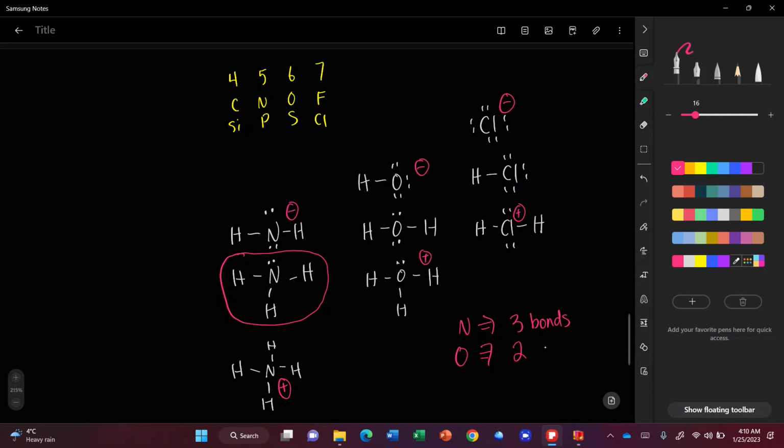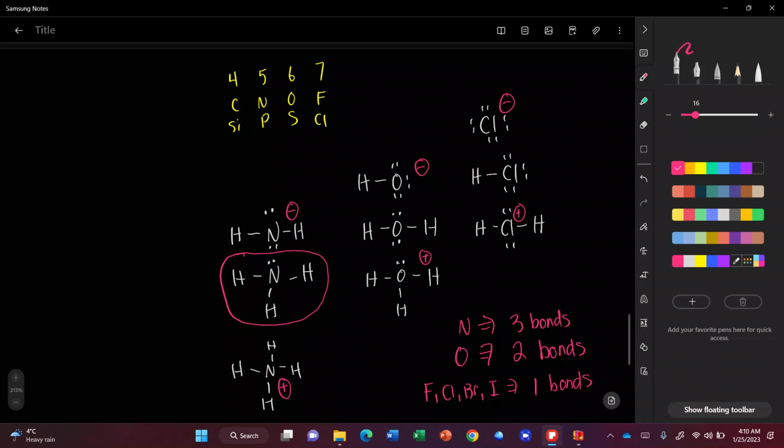Oxygen wants 2 bonds. If you have less, meaning you only have 1 bond, you're going to be negative. If you have more, meaning 3 bonds, you're going to be positive. And the halogens, something like fluorine, chlorine, bromine, iodine, they only want 1 bond.